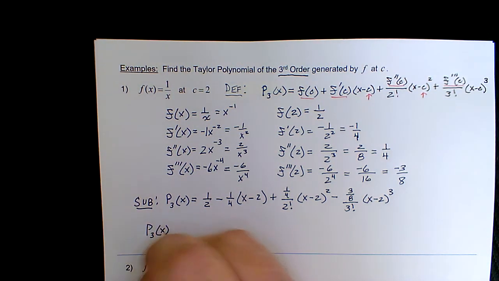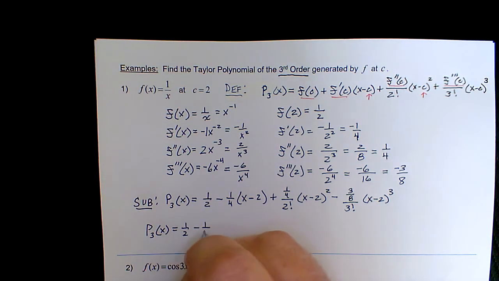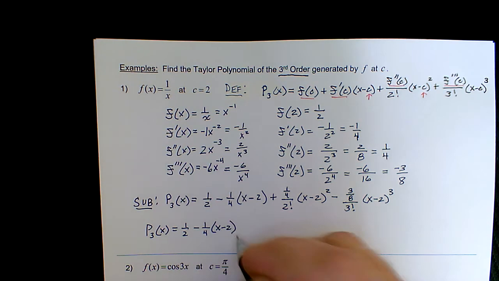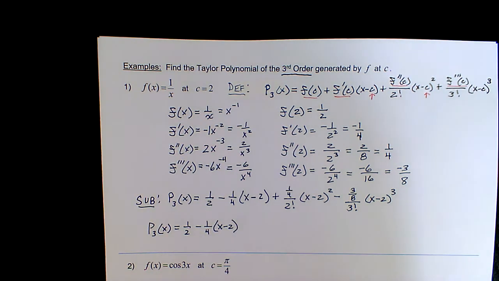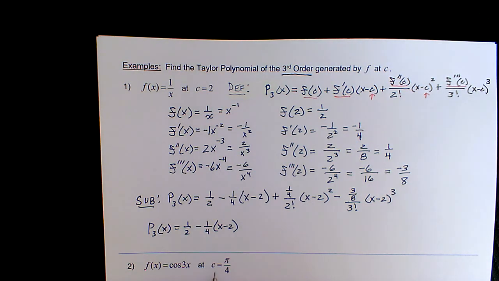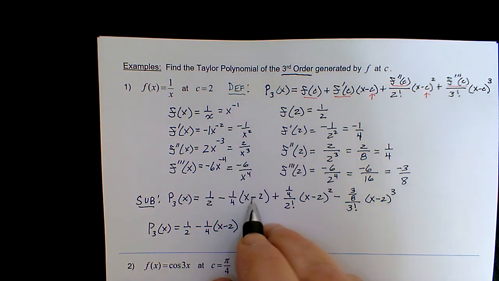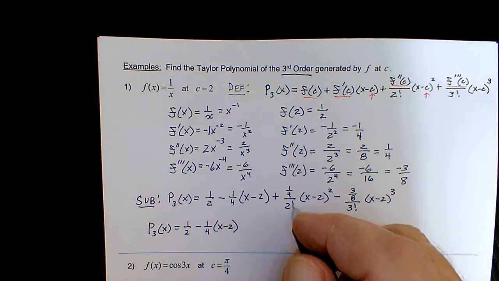You don't want to do anything with the first terms. You want to leave the 1/2 and the negative 1/4 out in front of the binomial x minus 2. It's not necessary to distribute that, even though we're not writing an infinite polynomial. We do like to see the patterns of that binomial that's being raised to the powers in the subsequent terms.